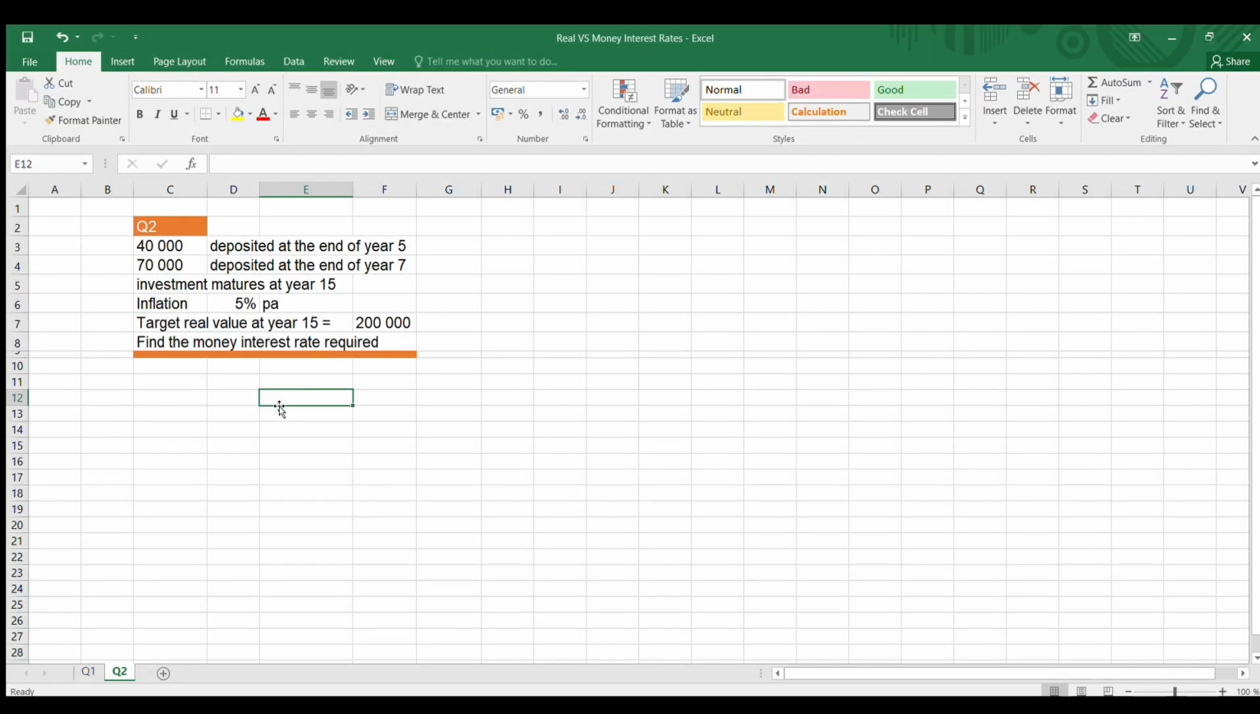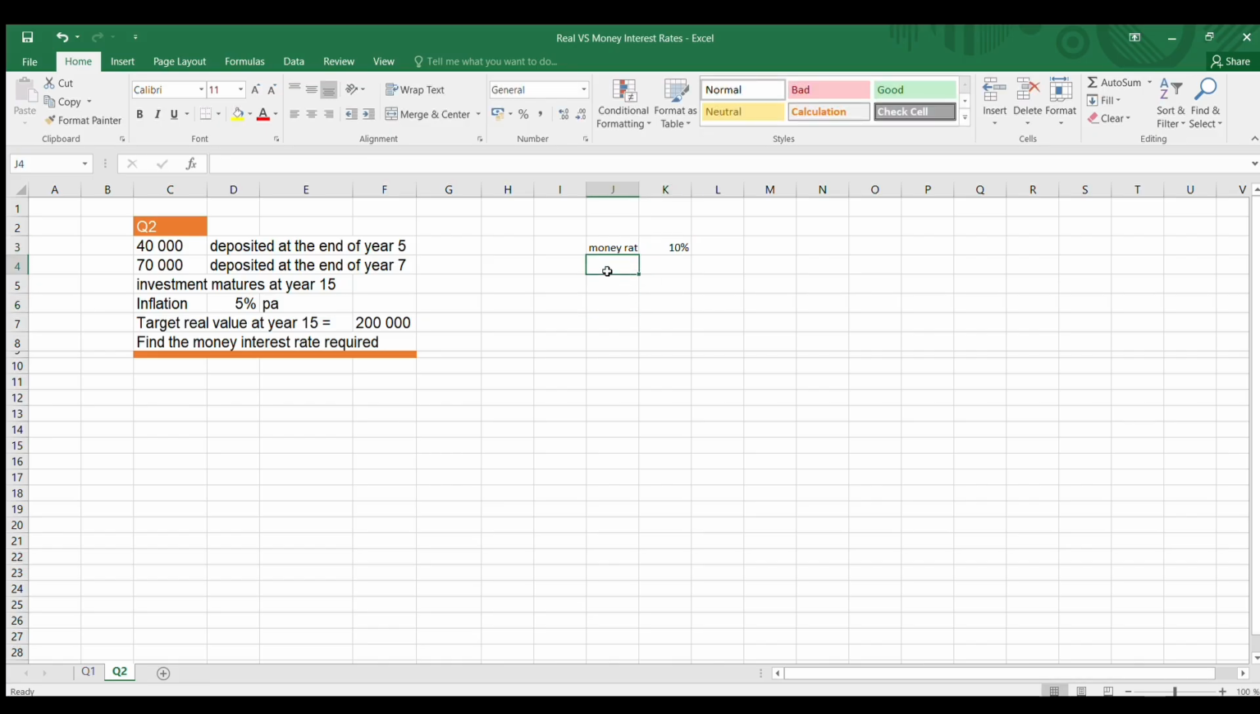Well, first of all, let's start with this. Question 2 is not your typical find the present value, find the future value type of question. Instead, it wants you to work backwards, you see. So what we're going to start off with is a sort of dummy number, or a guess number, for our money interest rate. In this case, we'll just say it's 10%, just for the sake of the question.